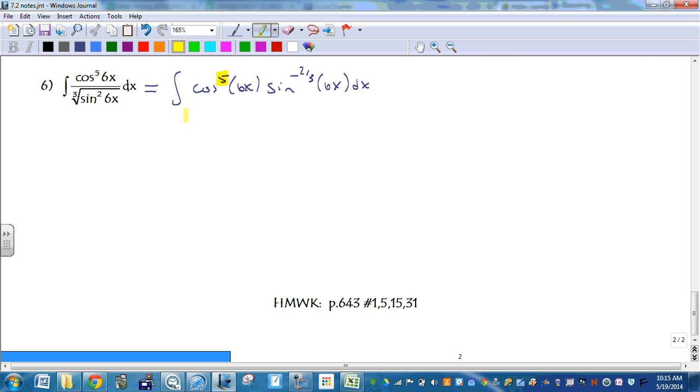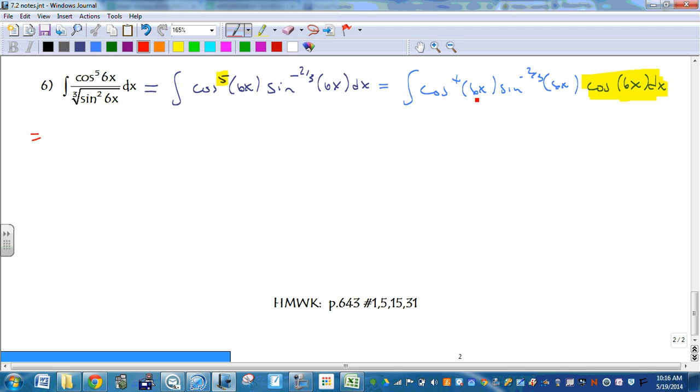Well, we have cosine and sine. Cosine, we have an odd degree, so I'm going to go ahead and take out one of those cosines, put it in the back, kind of save it for our du. So we're going to have cosine to the fourth of 6x times sine to the negative 2/3 of 6x, and then our just single cosine of 6x dx. So this part's getting saved kind of for our du, or to be part of our du.